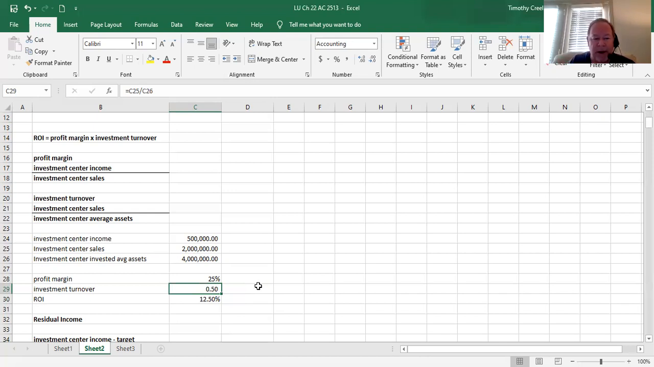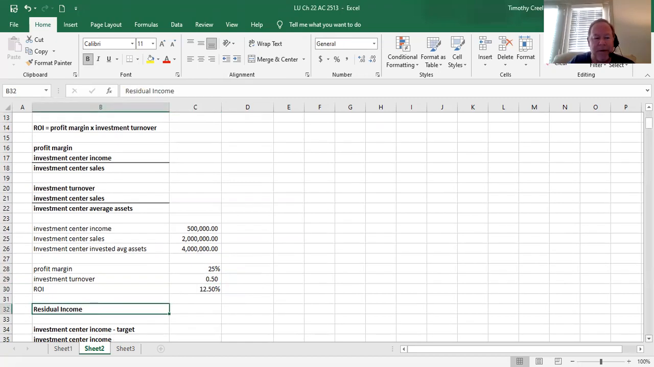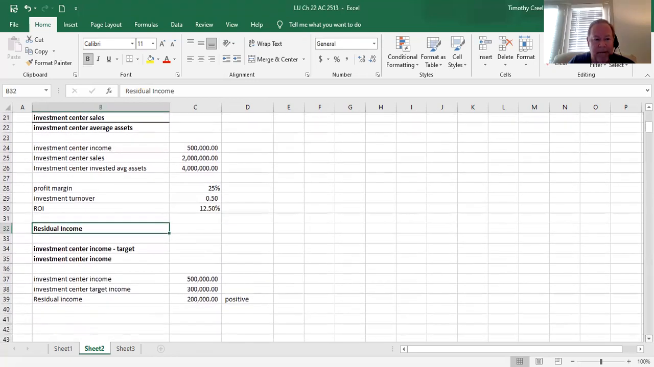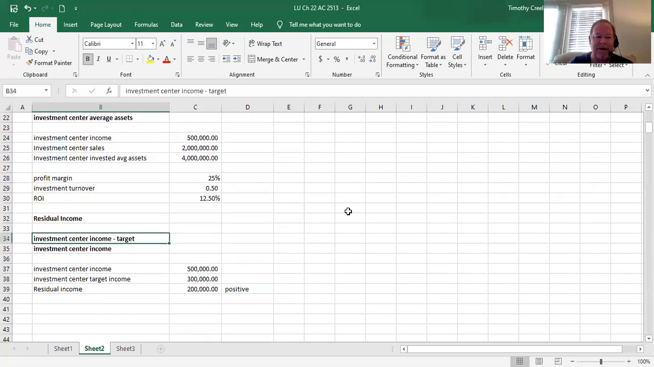So that's where residual income comes in. So residual income is another way to judge performance. And residual income would be basically your investment center income minus your target investment center income. So residual income is a dollar value figure. And if it is positive, if you have positive residual income, that means that you've generated more income than the target figure that you were trying to beat, which is good.